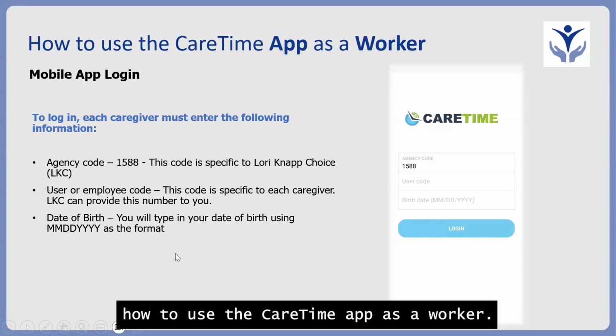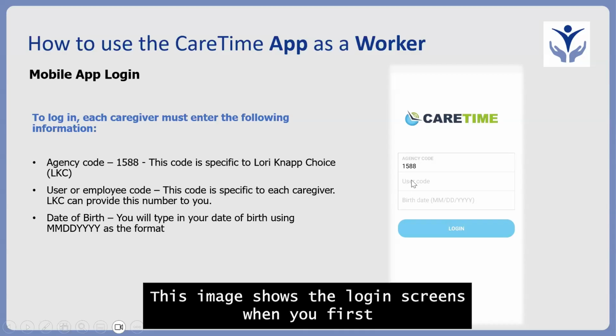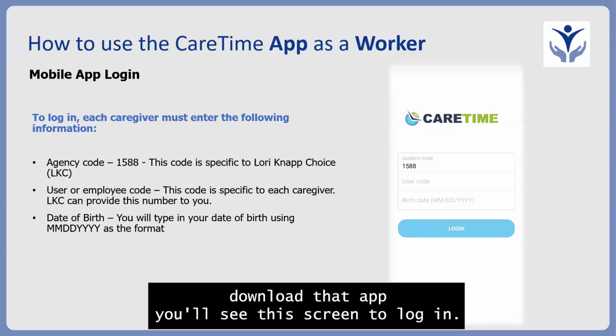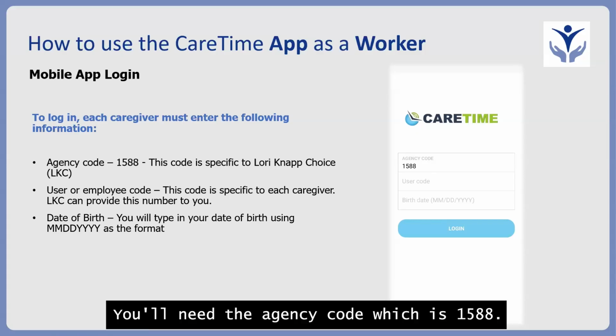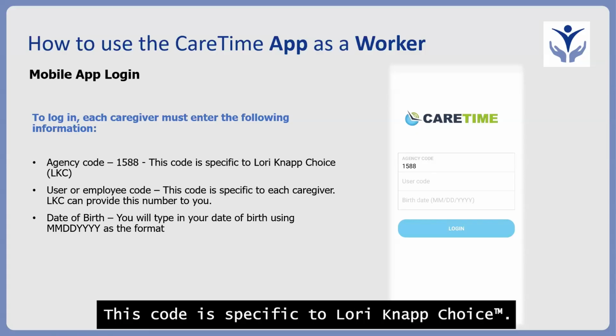So an overview on how to use the CareTime app as a worker. This image shows the login screens. When you first download that app, you'll see this screen to log in. You'll need the agency code, which is 1588. This code is specific to Lori Knapp Choice.